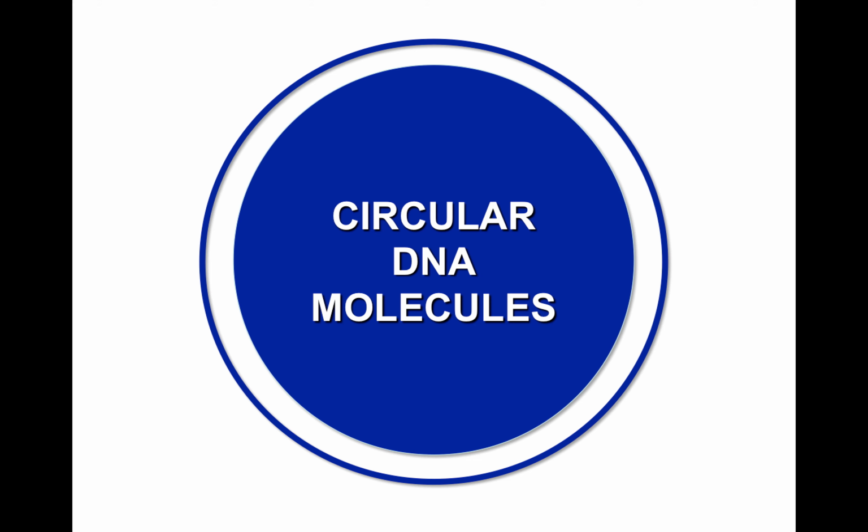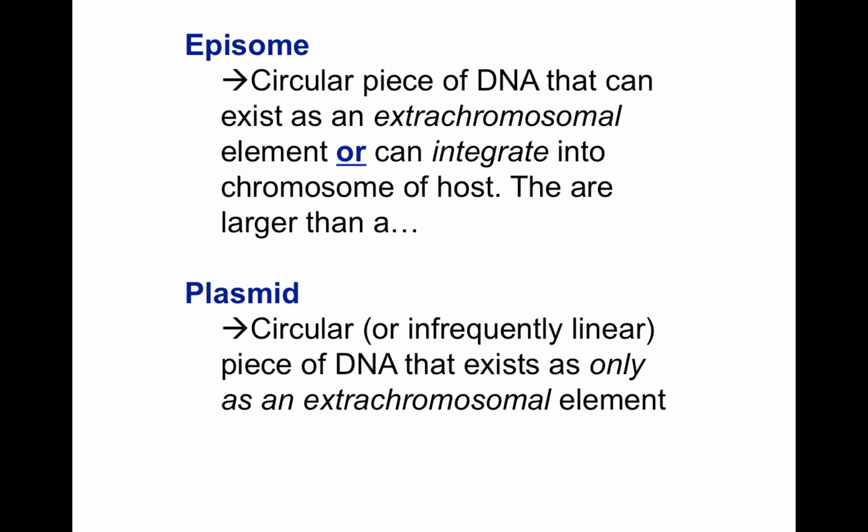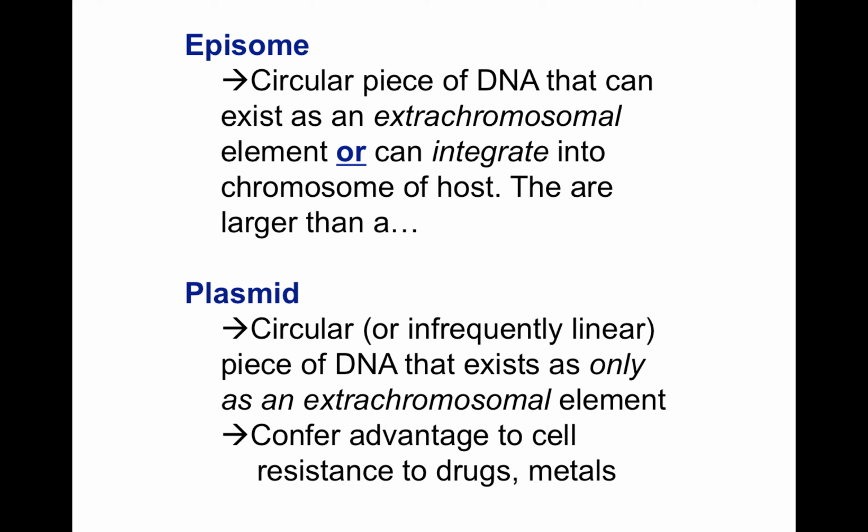Circular DNA molecules are the molecule of choice in prokaryotic cells. Episomes are circular pieces of DNA that can exist either as extrachromosomal DNA elements or integrate into the chromosome of the host. They are a lot larger than plasmids, which are small, circular, sometimes infrequently linear, pieces of DNA that exist only as an extrachromosomal element. Plasmids never integrate into the host genome. They often confer an advantage to the cell, such as resistance to drugs and heavy metals.